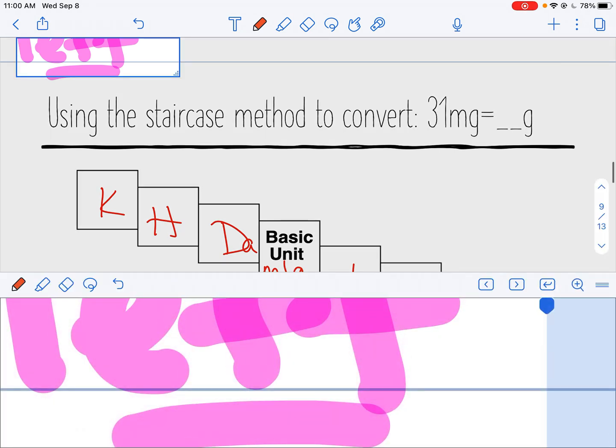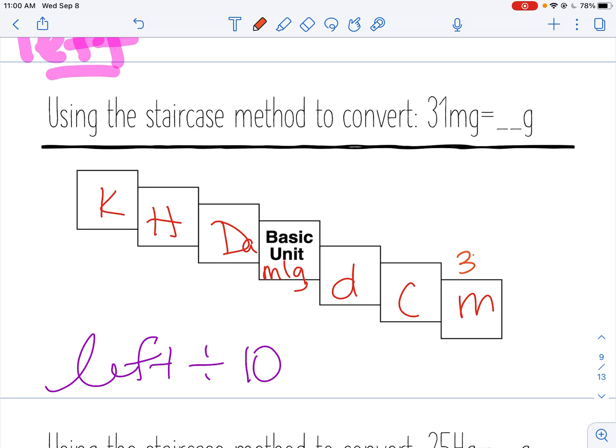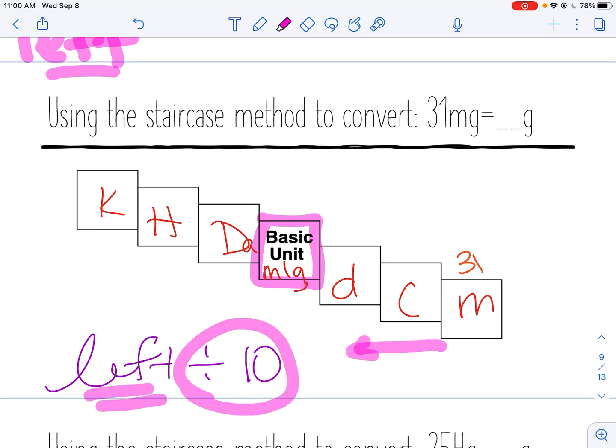On this next one, if I start with 31 grams, or sorry, 31 milligrams, and I want to go to grams, I need to, again, go to the left. So I'm going to move the decimal to the left or divide it by 10. So 31 divided by 10, 3.1. 3.1 divided by 10, 0.31. 0.31 divided by 10, 0.031. Or just move your decimal. And your final answer, 0.031 grams.